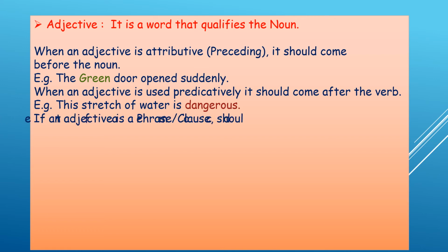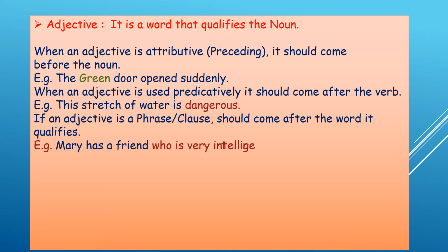If an adjective is a phrase or a clause, it should come after the word it qualifies. So suppose it is a phrase or a clause, it should come after the word it qualifies. Example, Mary has a friend who is very intelligent. So after friend, which is the noun, directly after that noun, which connecting word have we used? Who.